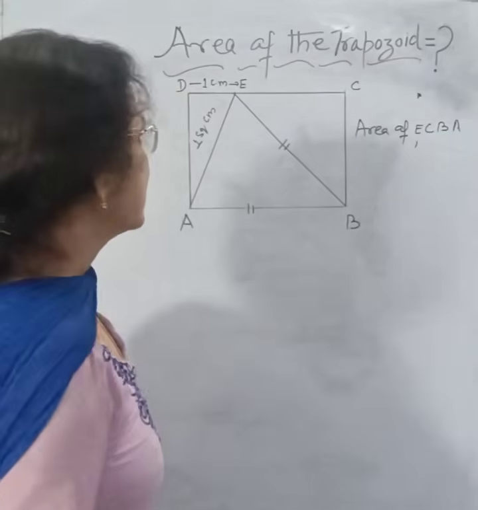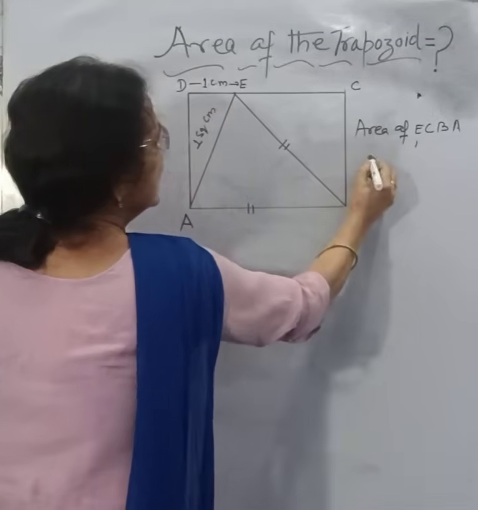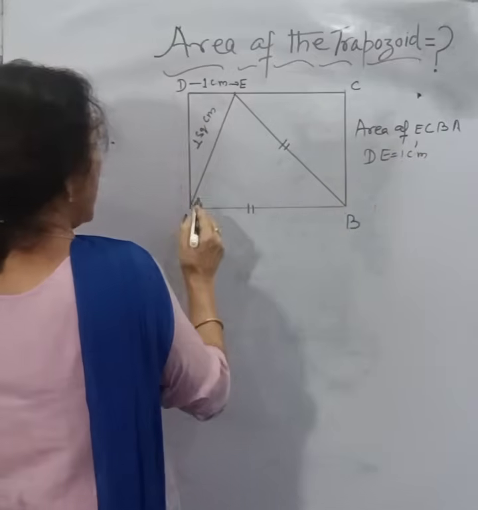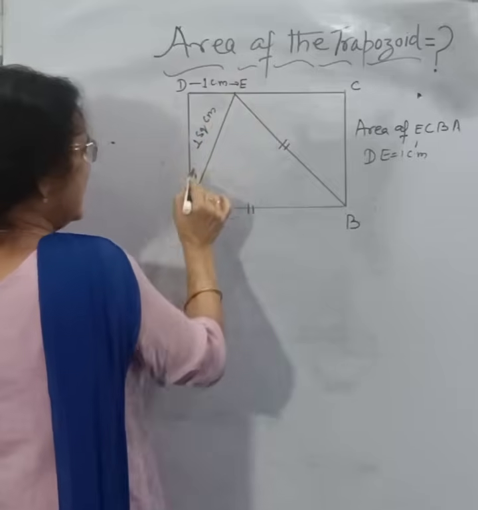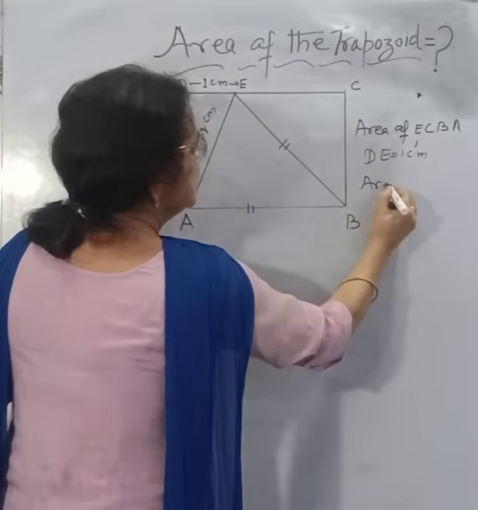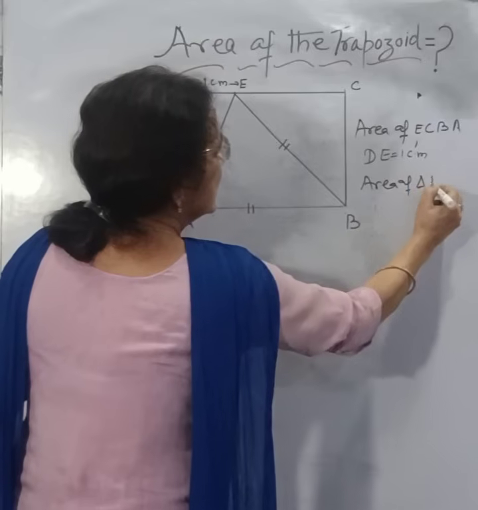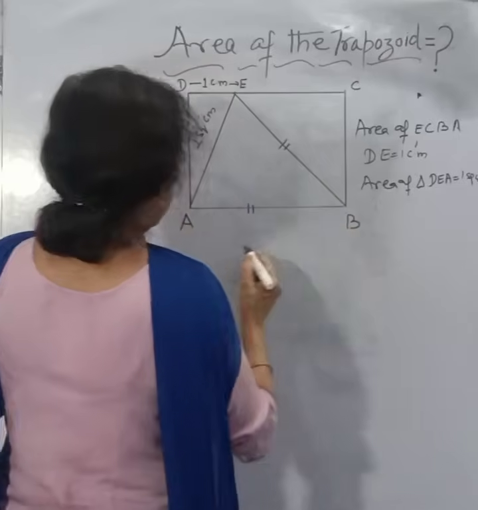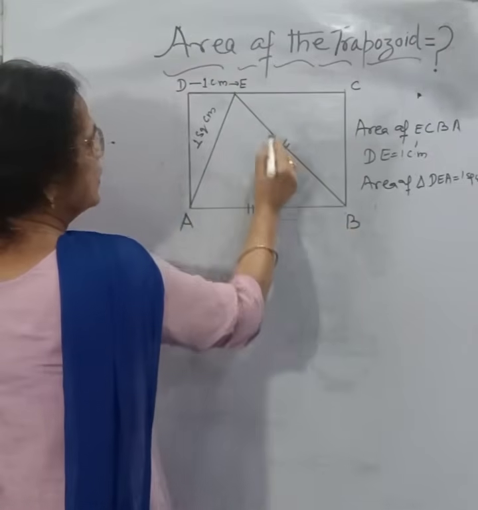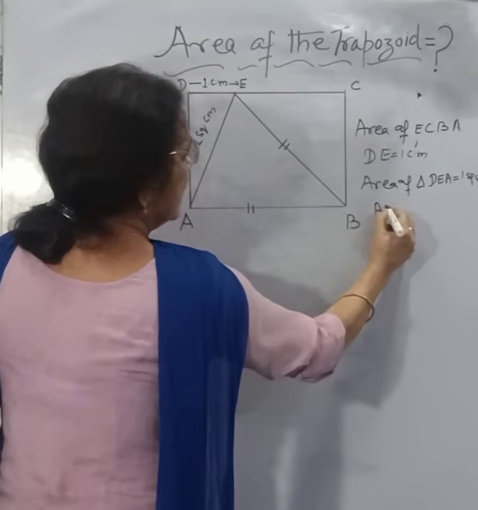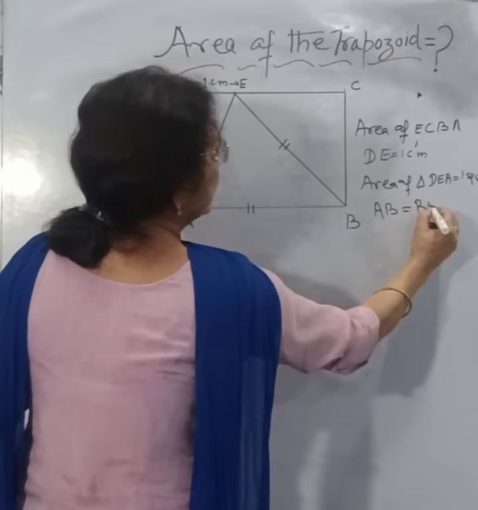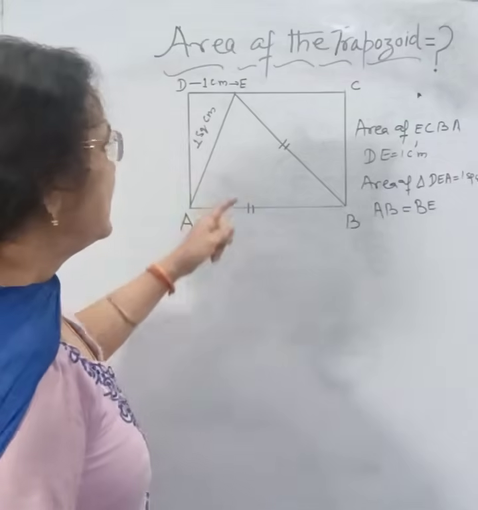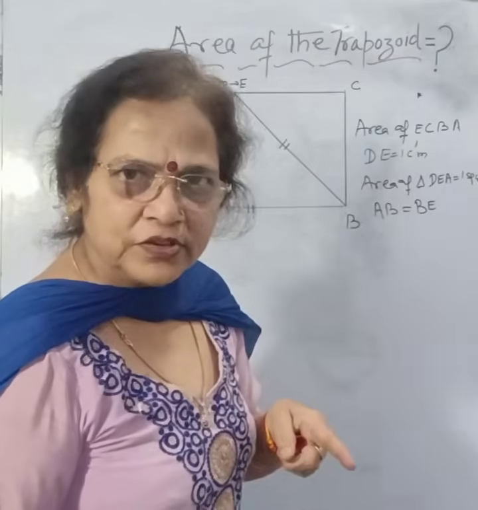What are the given conditions? Conditions are given that this DE is equal to 1 centimeter. This is given to us, and the area of triangle DEA is given to us as 1 square cm. Okay, and AB is equal to AE. AB is equal to BE. These are the three conditions given to us. ये तीन conditions दी गई हैं हमें. On the basis of these conditions, we have to find the area of the trapezoid.